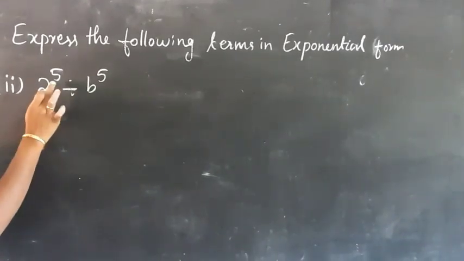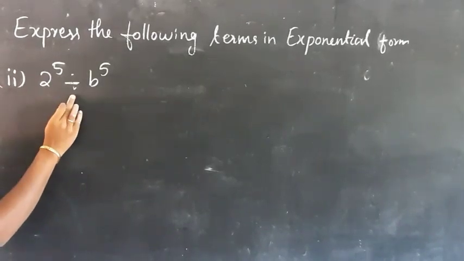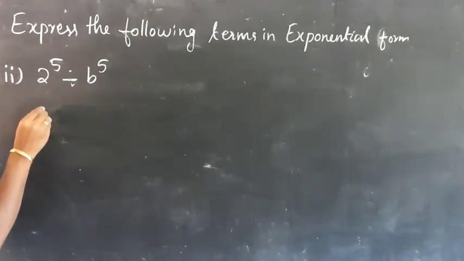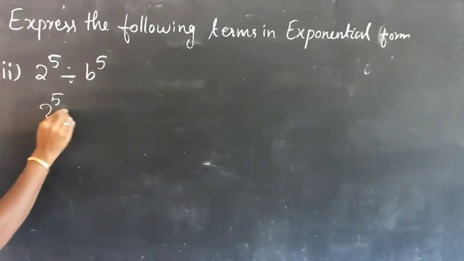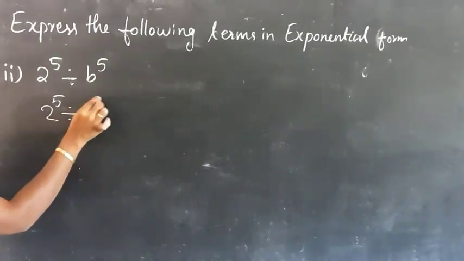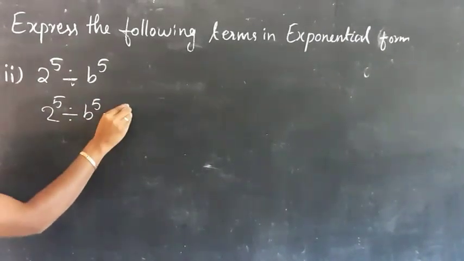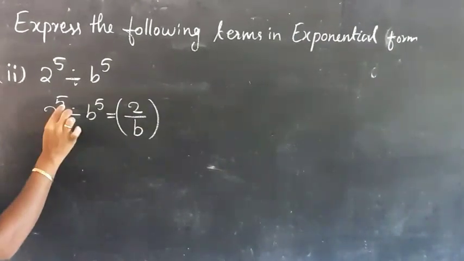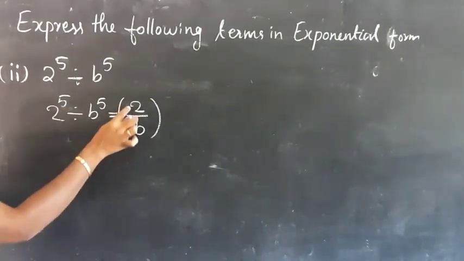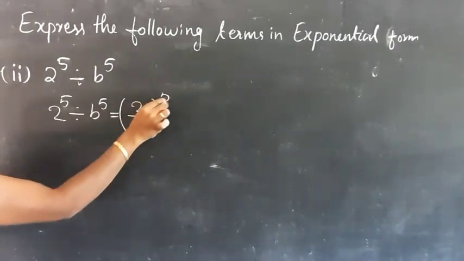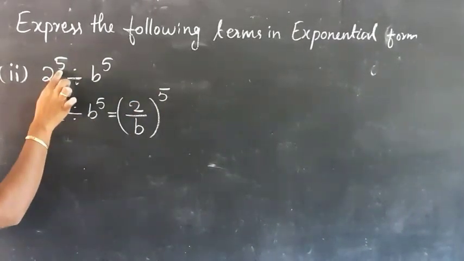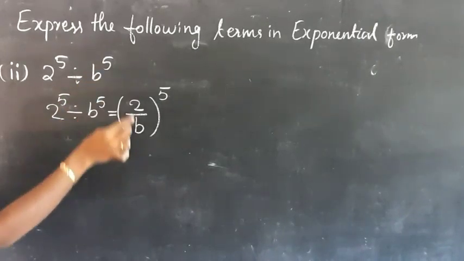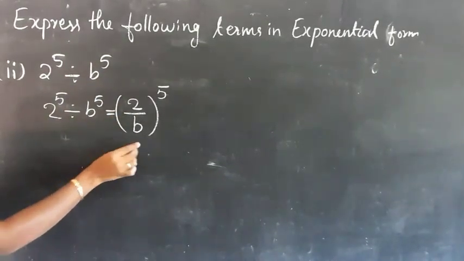Second question, 2 raised to 5 divided by b raised to 5. 2 raised to 5 divided by b raised to 5 is equal to (2 by b) the whole raised to power 5. So 2 raised to 5 divided by b raised to 5 is equal to (2 by b) the whole raised to 5.